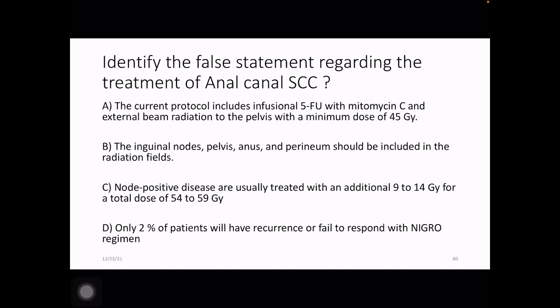Fine. Identify the false statement regarding the treatment of anal canal squamous cell carcinoma. Most of the benign conditions of the anal canal you would have routinely encountered during practice, so I thought I need not cover fistula and hemorrhoids. One important part in the anal canal is anal canal squamous cell carcinoma. So identify the false statement. The current protocol includes infusional 5-fluorouracil with mitomycin C and external beam radiation to the pelvis with a dose of 45 gray. True or false?